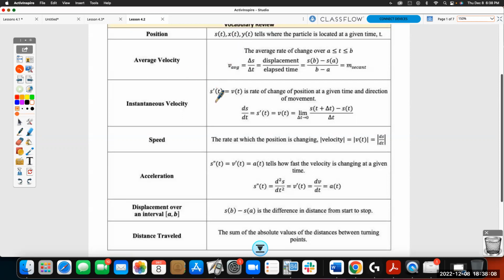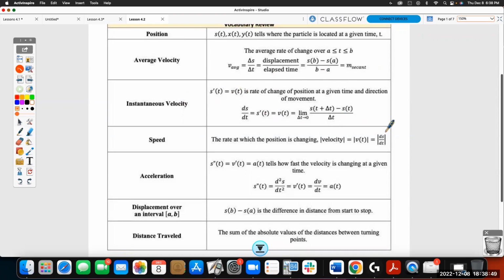And then you have the average velocity. It's the average rate of change over a and b, where t is between a and b. So the average velocity is simply the slope of the secant line. Instantaneous velocity, on the other hand, is the rate of change of the position at a given time, and direction of movement. So instantaneous velocity is the derivative of the position, which we know is equal to the value of the velocity at time t.